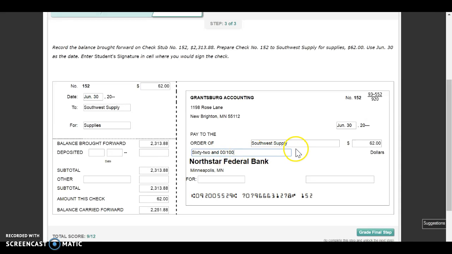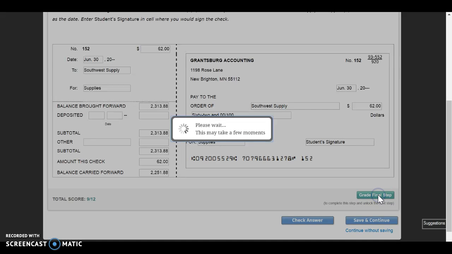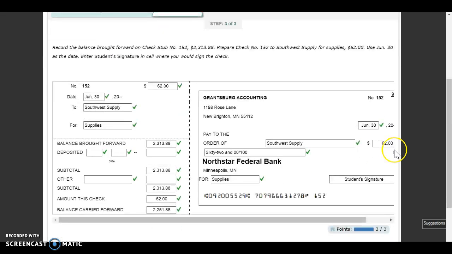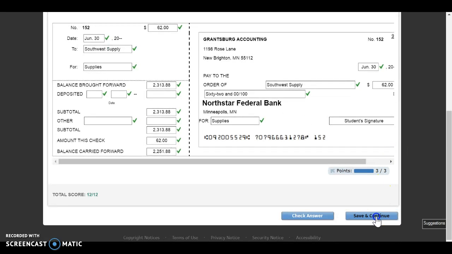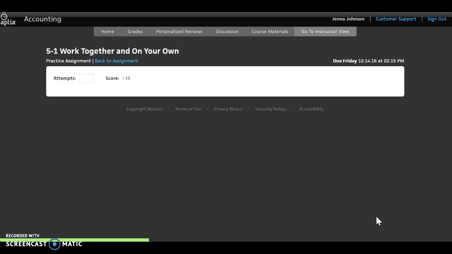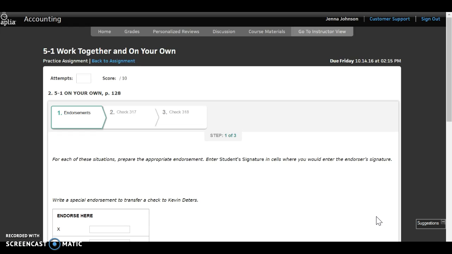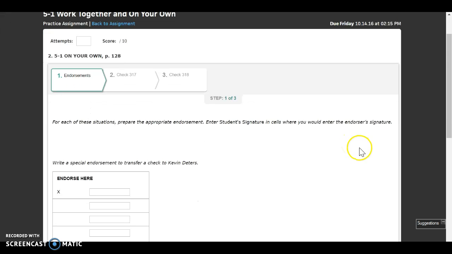Remember, I'd fill that in with a line then. I'm writing this check for supplies. And here's where I would sign. So I'm going to put in student's signature. I'm going to go ahead and say grade final step. I should be good. And save and continue. Okay, now you can go ahead and do the 5-1 on your own by yourself.